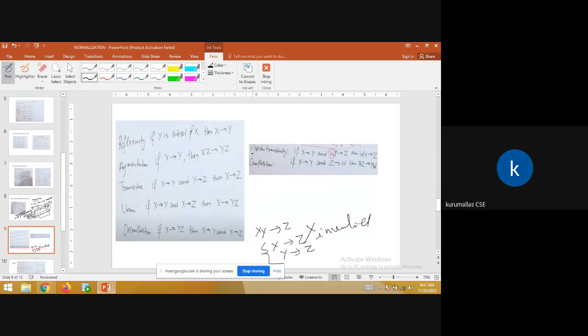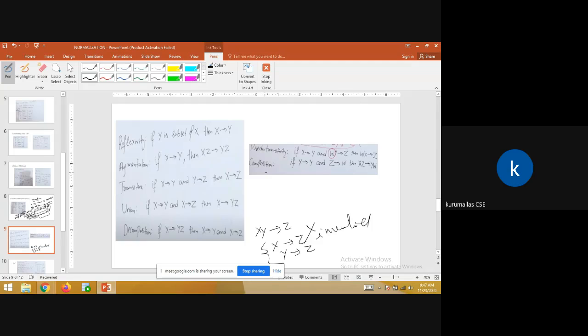Next, in the same way, we have pseudo transitivity. Pseudo transitivity means if X tends to Y and WY tends to Z, then WX tends to Z. The Y is cancelled, so we write WX tends to Z.